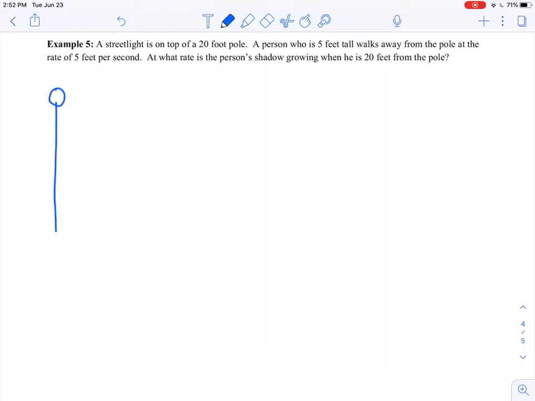Here's my streetlight, and I know that this distance is 20. So how about I call this S for streetlight? So S is 20. A person who is 5 feet tall walks away from the pole. So okay, a person who is 5 feet tall over here. This person, and I'm going to call this height right here P for person, is 5, walks away from the pole, so the person is going in this direction, walks away from the pole at a rate of 5 feet per second.